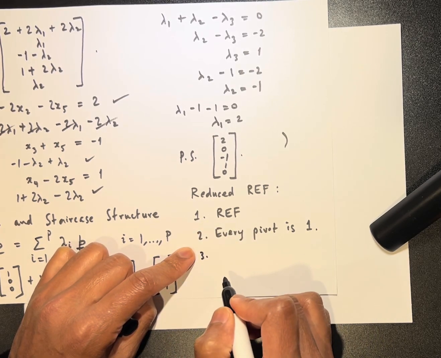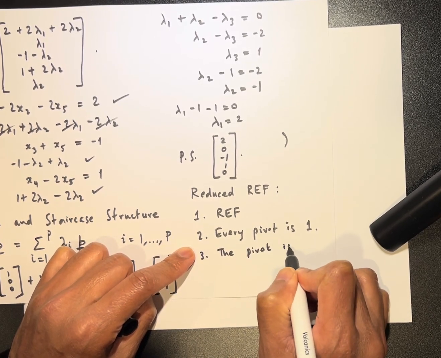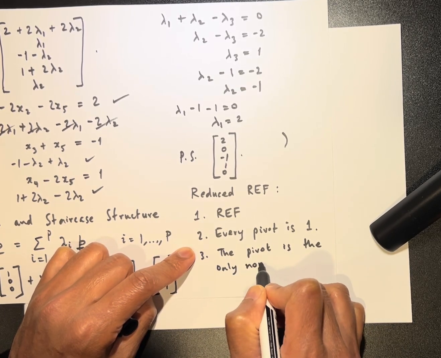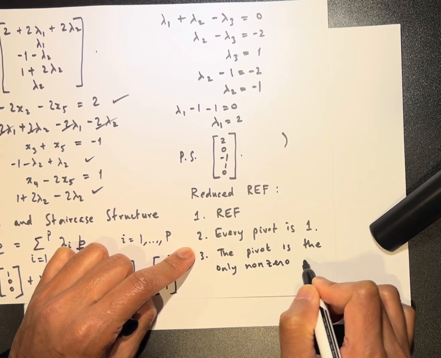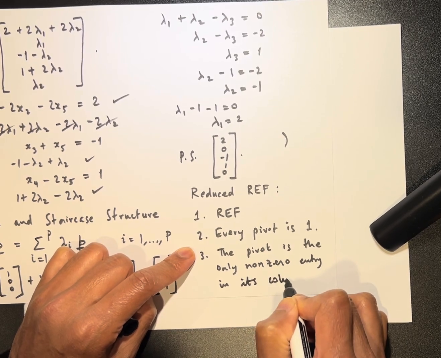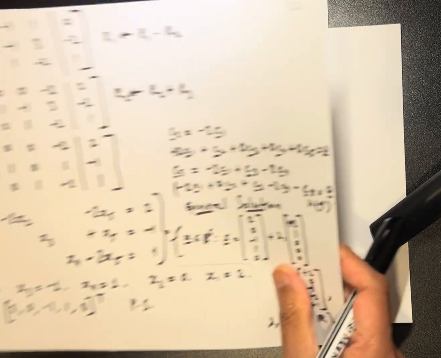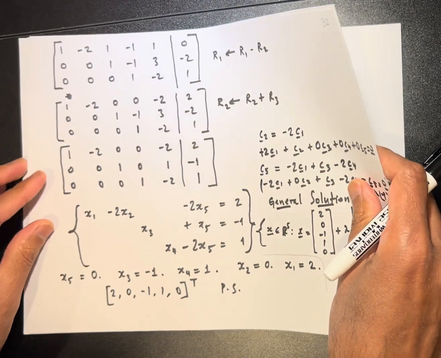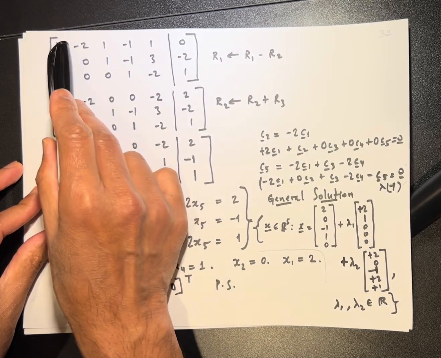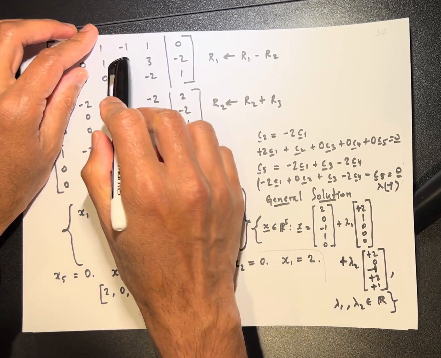Then the third one is more important. The pivot is the only non-zero entry in its column. Now that's what we got here. You remember this matrix, the pivots are all 1, and that's the one. Remember this is the reduced row echelon form.